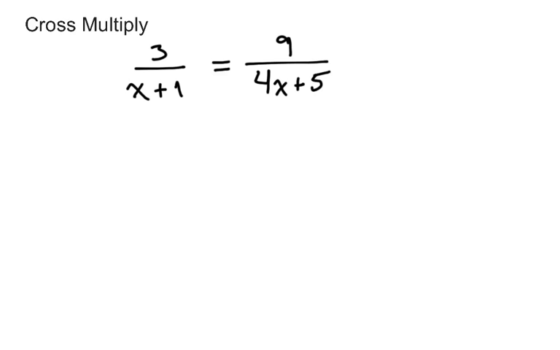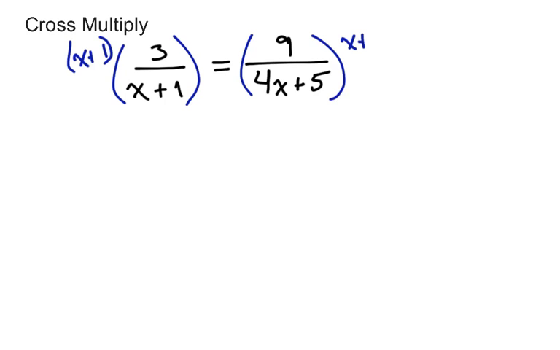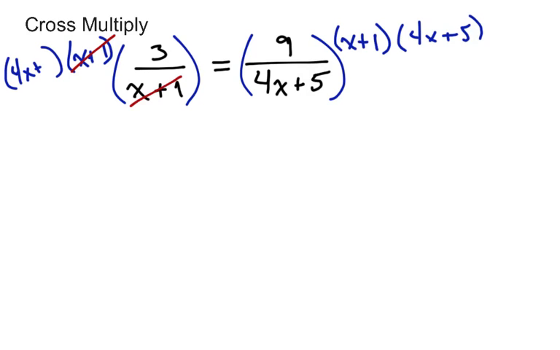So how I'm going to get rid of the fraction over here is to multiply by x plus 1. And whatever I do to one side, I want to do to the other side. Then that will cancel right here and right here. Then I'll also want to get rid of the 4x plus 5, so I'm going to multiply both sides by 4x plus 5. And what will happen there is that the denominator will cancel on the right side.